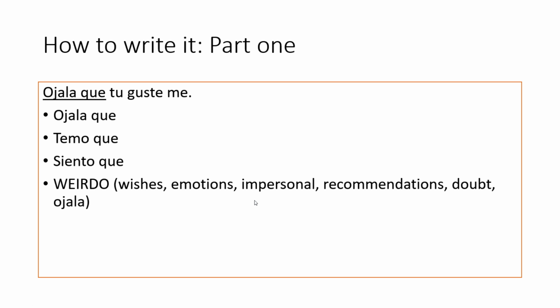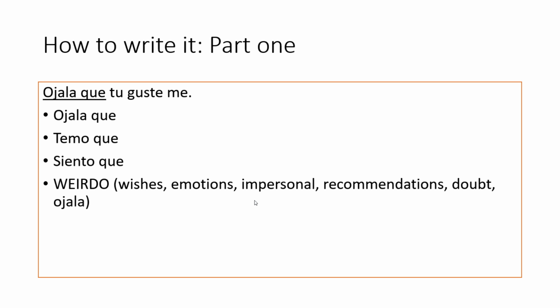So this is the first part of how to write a subjunctive sentence. This will be about the clause before the main clause, and it's basically just the part where you say what you desire to happen. So for example, ojalá que te guste mí, and we're just focusing on the part where it says I hope of that sentence. So a great example of a part like this is ojalá que, temo que, and siento que. But these are just examples that you can do to start off your subjunctive sentence.